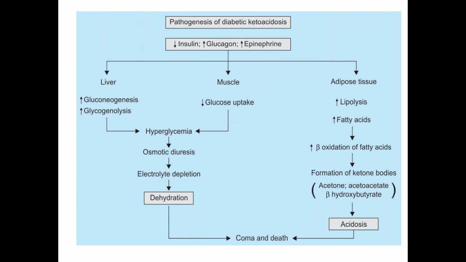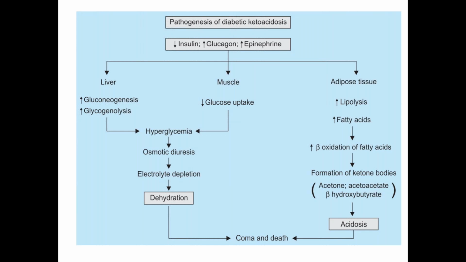Hyperglycemia leads to osmotic diuresis. Osmotic diuresis is associated with electrolyte depletion. This leads to dehydration. So dehydration may also lead to coma and death.